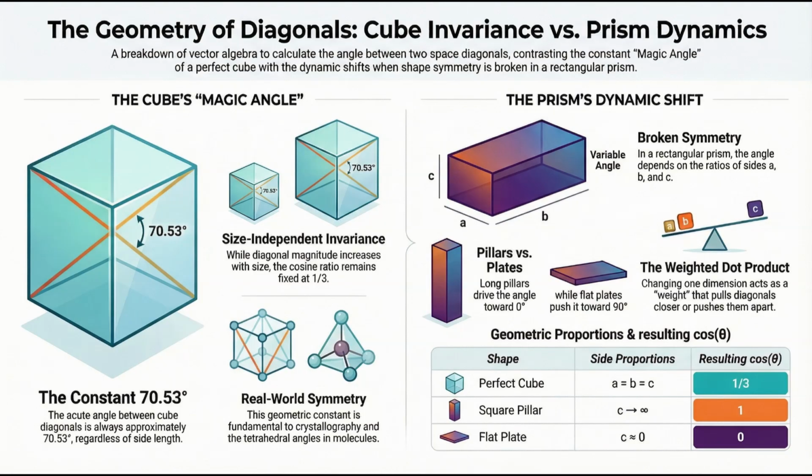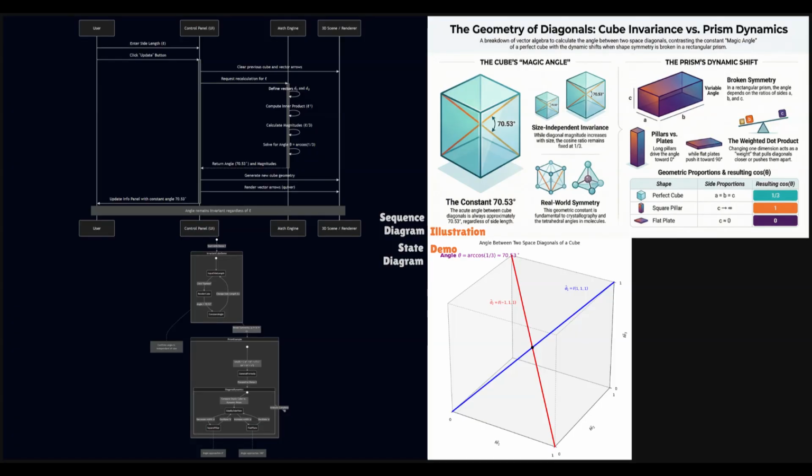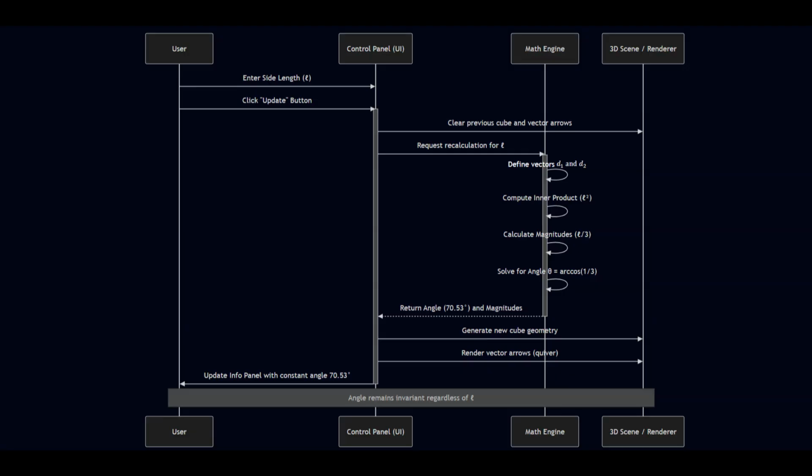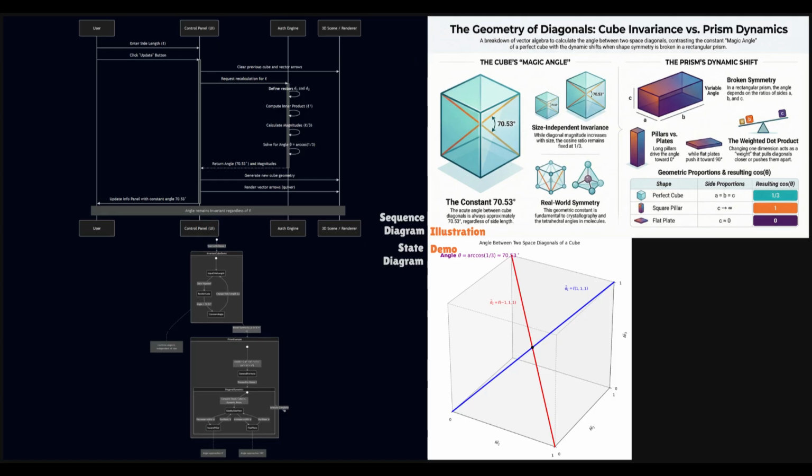Phase 2. The symmetry break. The diagram then tracks the transition into the prism example. By allowing the side lengths to vary independently, the fixed nature of the cube is discarded, and the internal angle becomes dependent on the specific ratios of the shape's dimensions.